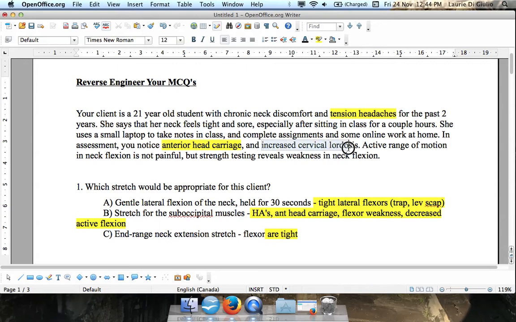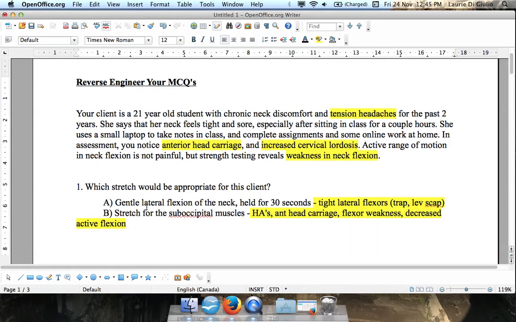So she has increased cervical lordosis, which means that the extensors are tight, right? So there's nothing here that indicated that we selected that said extensors tight, but that's okay. Her active range of motion, neck flexion is not painful, but she has weakness in neck flexion. So here's another one that we hit. We indicated that the reason you'd stretch the suboccipitals is for flexor weakness. And flexors may be weak because the extensors are too tight. So we can get rid of this because we know that her flexors are not tight based on this case study.